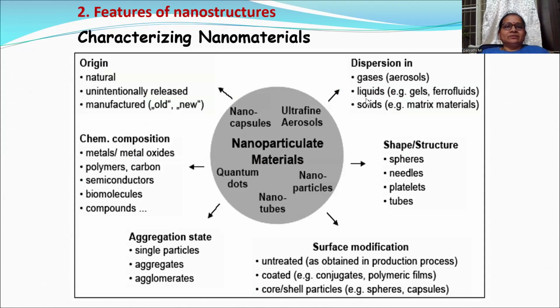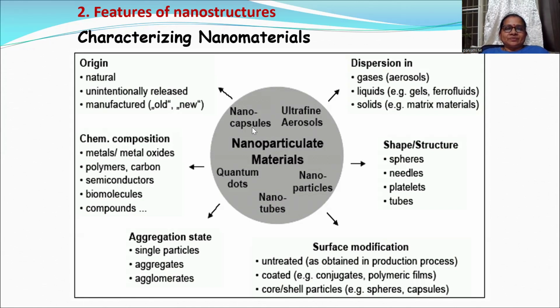Now, some more features of nanostructures. Based on these properties and features, we can categorize nanomaterials. For example, the center one, nanoparticulate materials. If you take nanoparticles of the type ultrafine aerosols, nanocapsules, quantum dots, or nanotubes, everything is a matter of nanometer distance, 20 nanometers, 10 nanometers, less than 10 nanometers, like that. Based on those differences itself, you can find various applications.